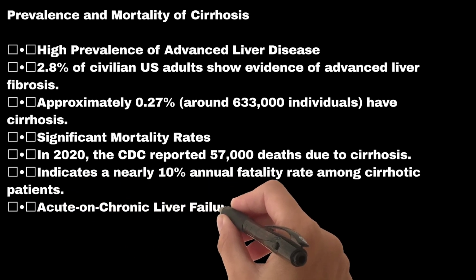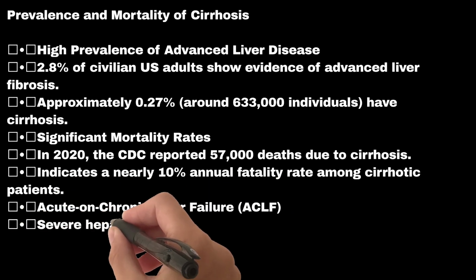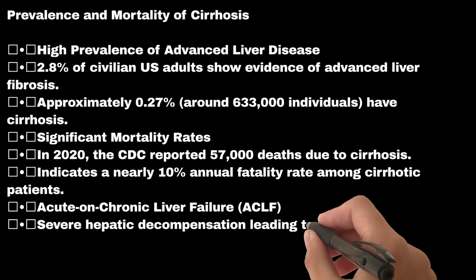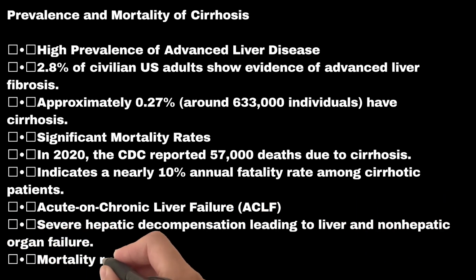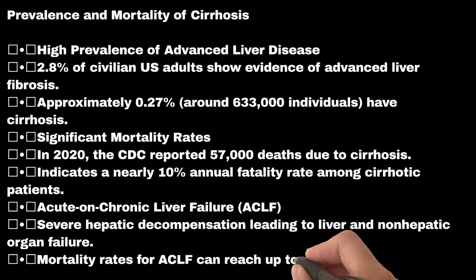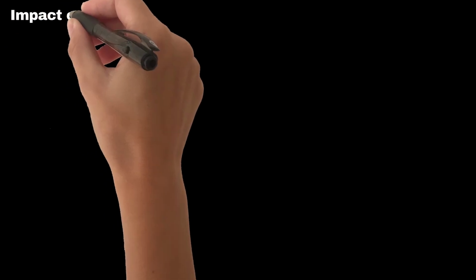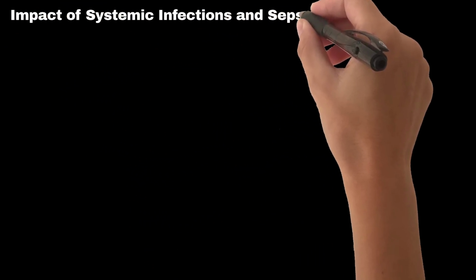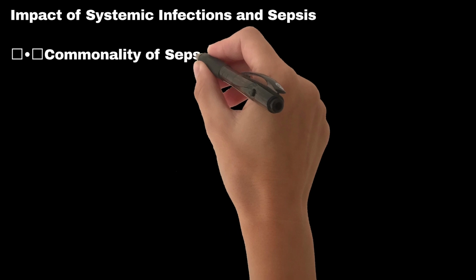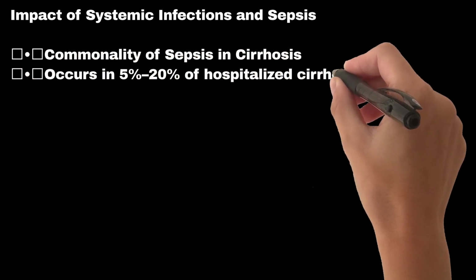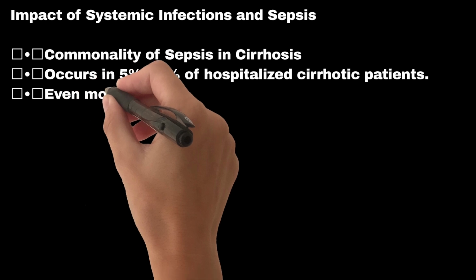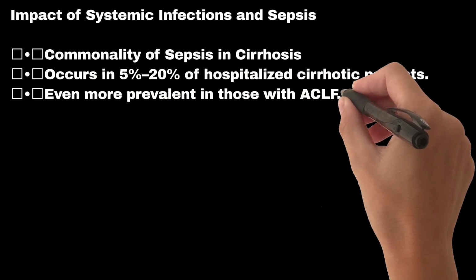Acute on chronic liver failure, ACLF: severe hepatic decompensation leading to liver and non-hepatic organ failure. Mortality rates for ACLF can reach up to 50%. Impact of systemic infections and sepsis. Commonality of sepsis in cirrhosis. Occurs in 5% to 20% of hospitalized cirrhotic patients. Even more prevalent in those with ACLF.